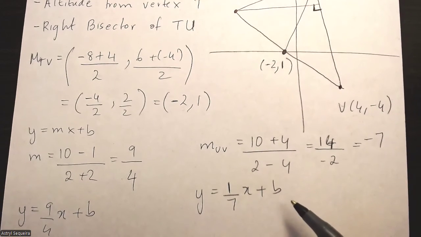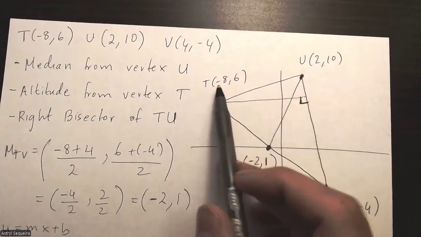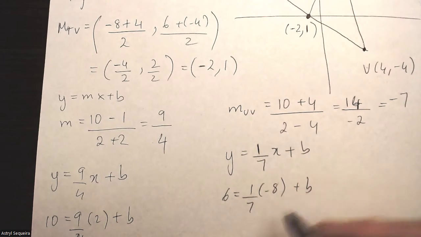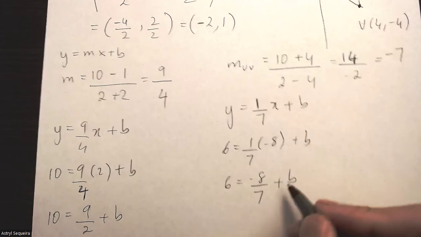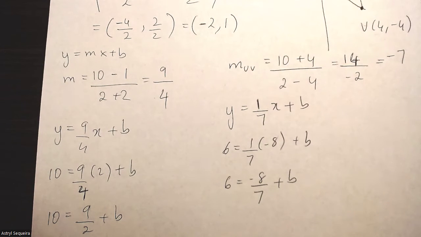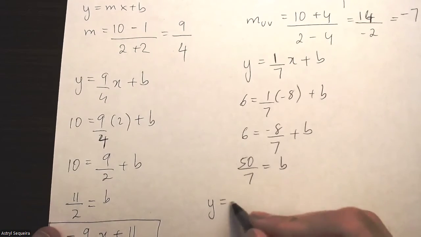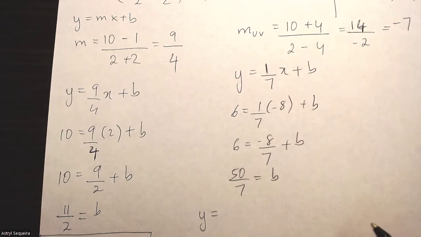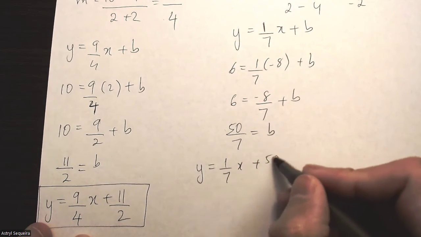Now I just have to find my b value by subbing in a point. The only point on this line is T, so I have to sub in T. And if I do 6 plus 8 over 7, I'll do it in my calculator. I get 50 over 7 equals b. So my equation of my altitude is y equals 1 over 7x plus 50 over 7.